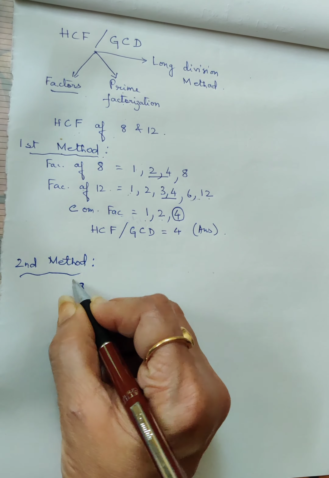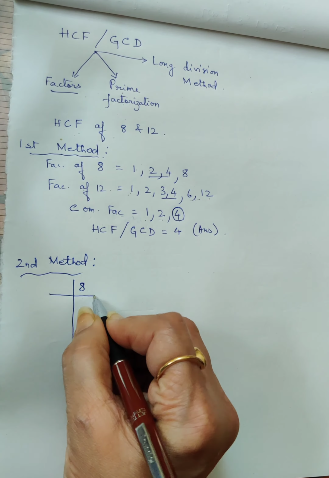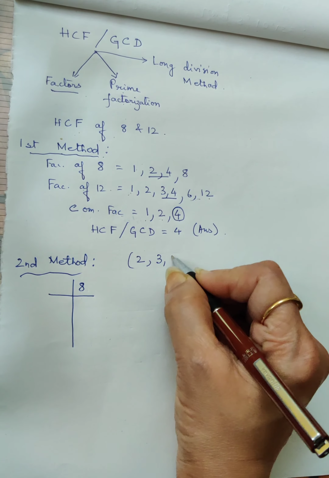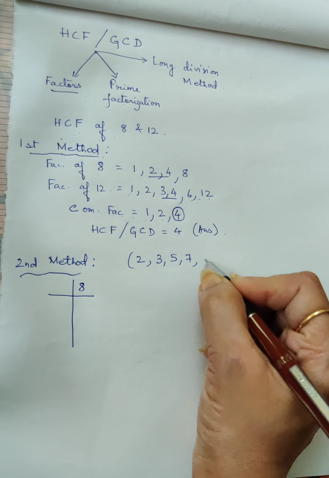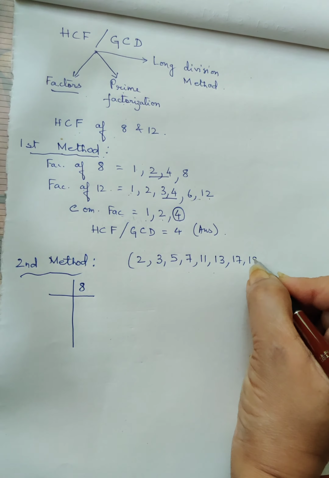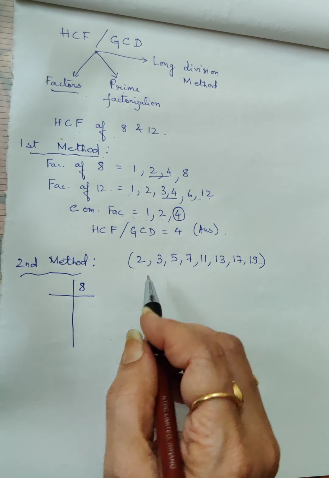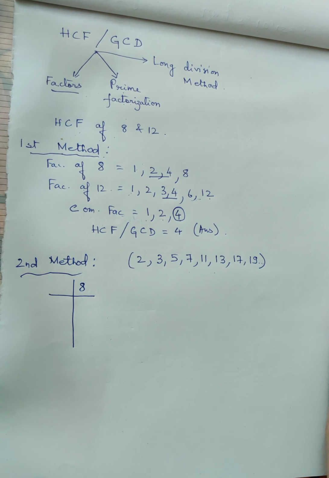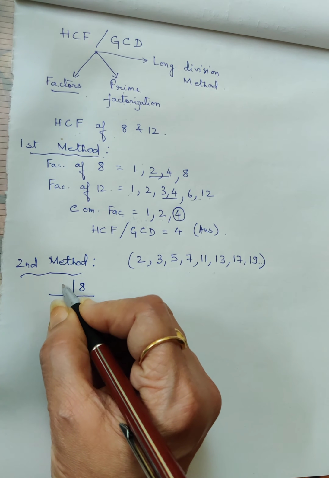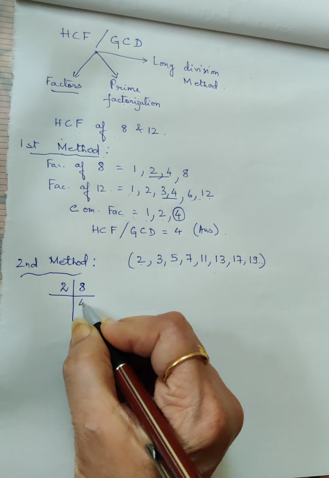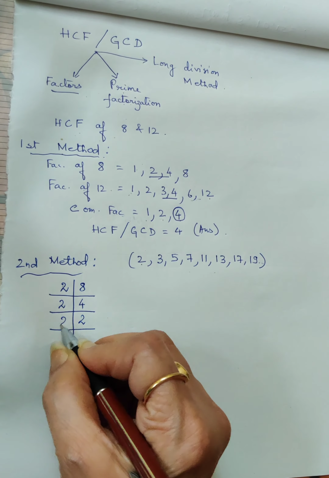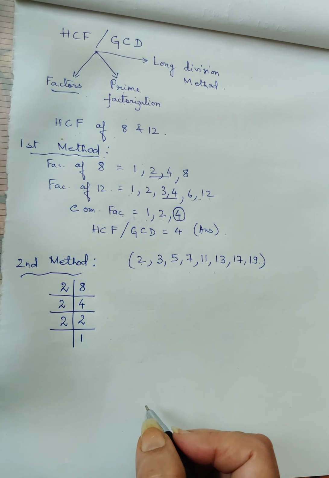So factors of 8 we will divide it by prime numbers. The prime numbers are, very good children, 2, 3, 5, 7, 11, 13, 17, 19. These are prime numbers between 1 to 20. We have more prime numbers. Okay. So we start with 2 because this is an even number. So 2 is the prime number. It will go 4 times. Again it will be divided by 2, 2 times. Again it will be divided by 2 till we get 1.